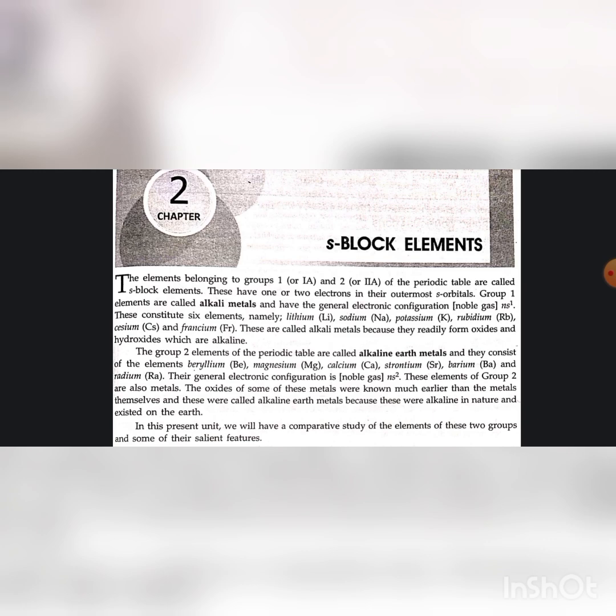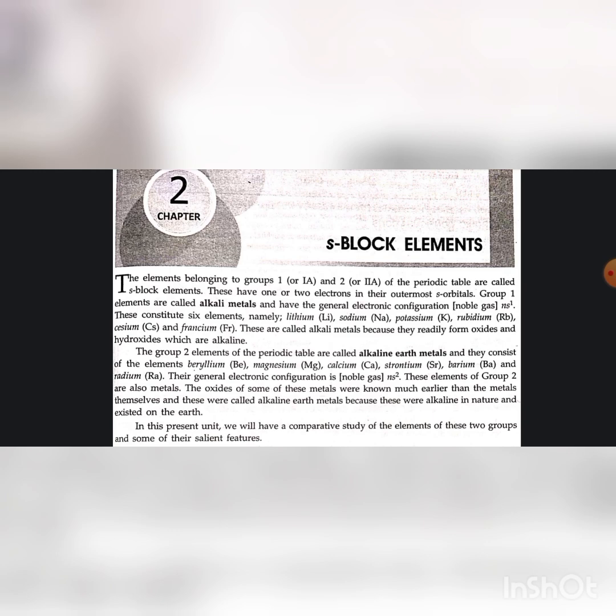These are called alkali metals because they readily form oxides and hydroxides which are alkaline. The group 2 elements of the periodic table are called alkaline earth metals and they consist of the elements beryllium, magnesium, calcium, strontium, barium, and radium. Their general configuration is [noble gas] ns2. These elements of group 2 are also metals.